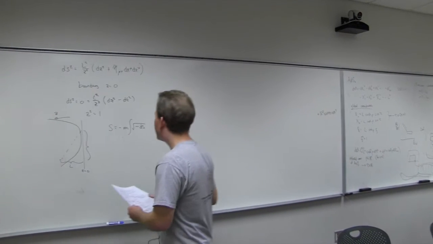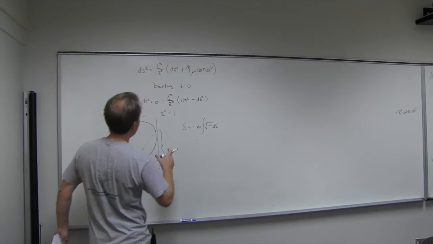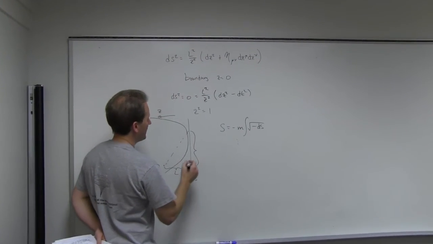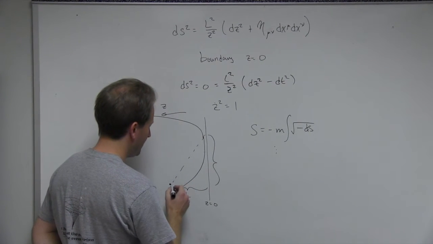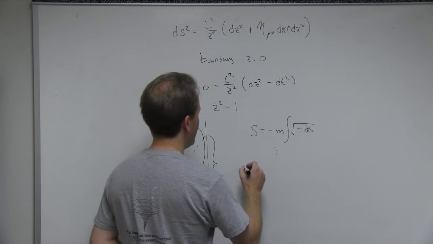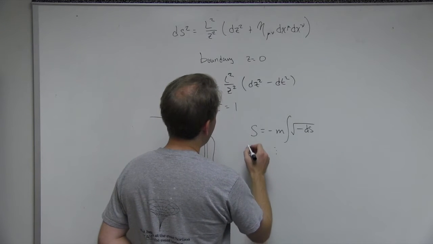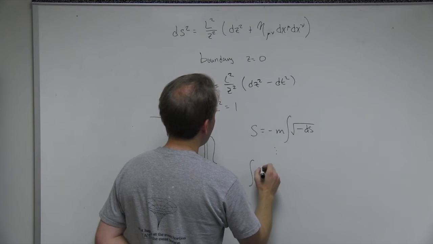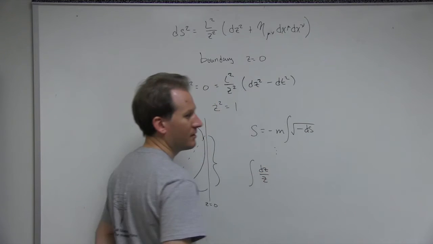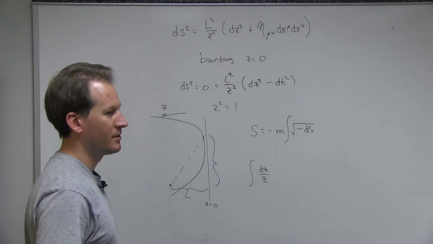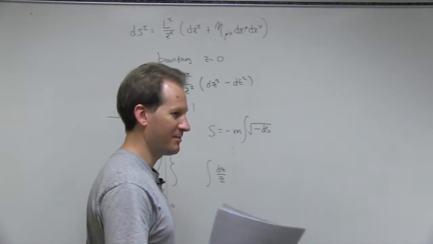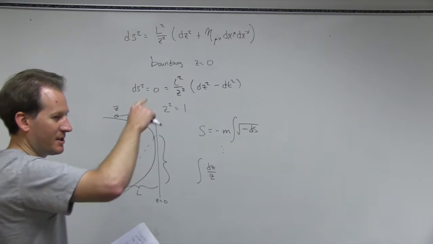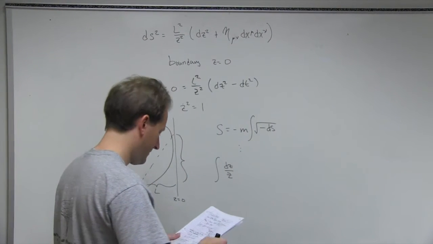One other point that I should have emphasized is that the proper distance, the physical distance from any point to the boundary, is infinite, right? Because that's going to be like the integral of dz over z, so it's log divergent. So the fact that light reaches the boundary in a finite time is surprising. But it's because time is warped in the same way.